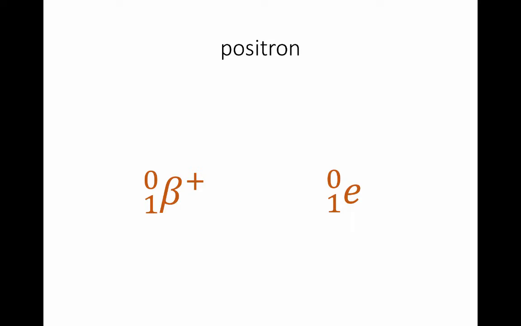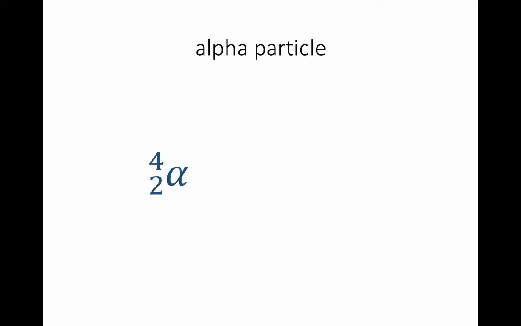Both of these can refer to a positron. The final particle that you frequently see in nuclear reactions is an alpha particle, which we write as 4,2 alpha.